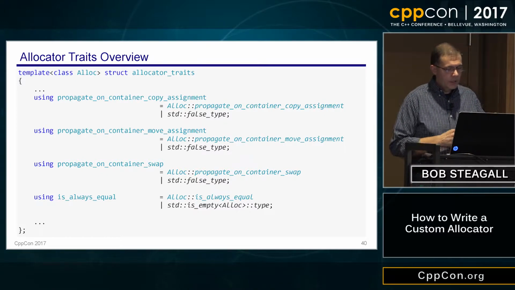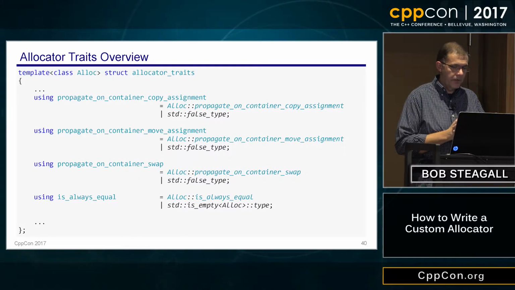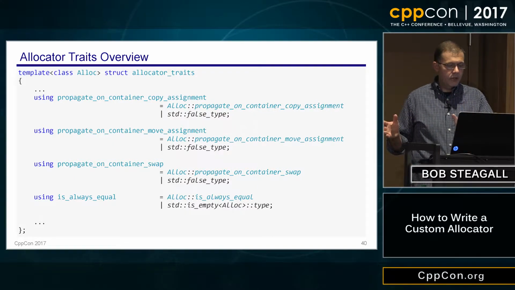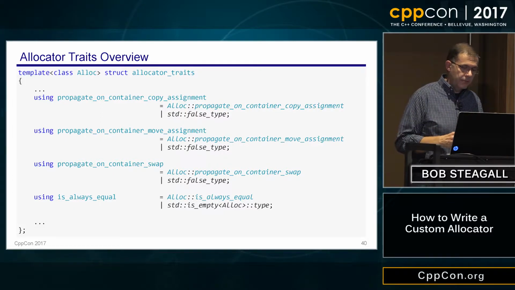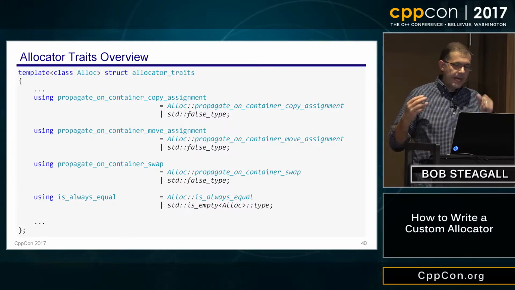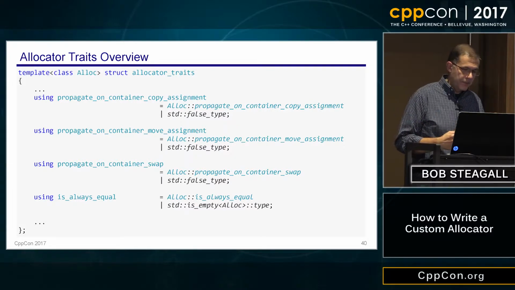Likewise, there are these 4 nested typedefs, 3 having to do with propagation and 1 having to do with comparison. And again, it's the same sort of thing here. If an allocator provides a typedef for one of these, which has to be either std::false_type or std::true_type, that will be used. Otherwise, the default value for these propagation traits is to be false. In other words, the default action for an allocator is to not propagate on copy assignment or move assignment or swap.